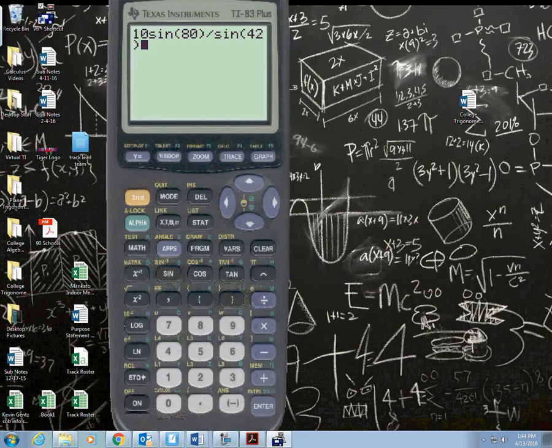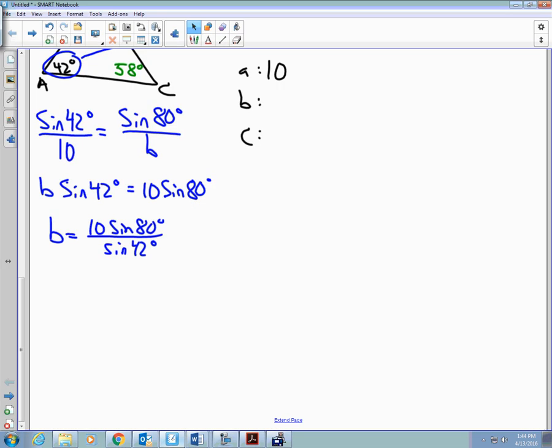It's very important that you put the parenthesis after the 80. If you don't have a calculator like this, you'll have to figure out a decimal for each one and then divide it out. Press enter, I get 14.72. We'll round to the nearest hundredth in this unit. 14.72.